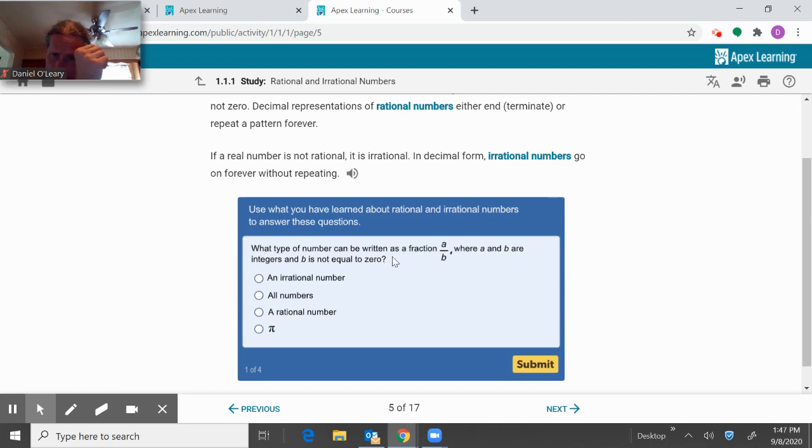What type of number can be written as a fraction a over b, where a and b are integers and b is not equal to 0? So you have to decide, is that an irrational number, all numbers, a rational number, or pi? Okay, and I'm not going to show you the correct answer because you can backtrack. But once you have your answer, you click submit, and it'll tell you whether it's correct or not. So you want to click which of these would be correct.